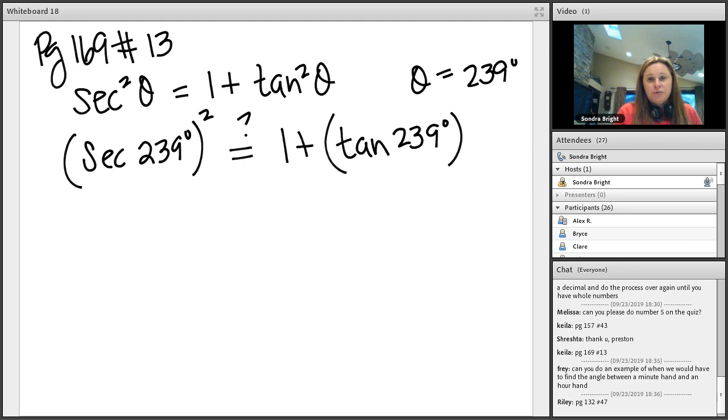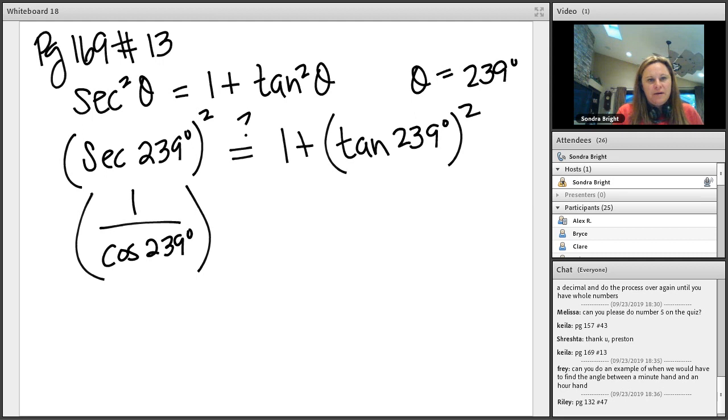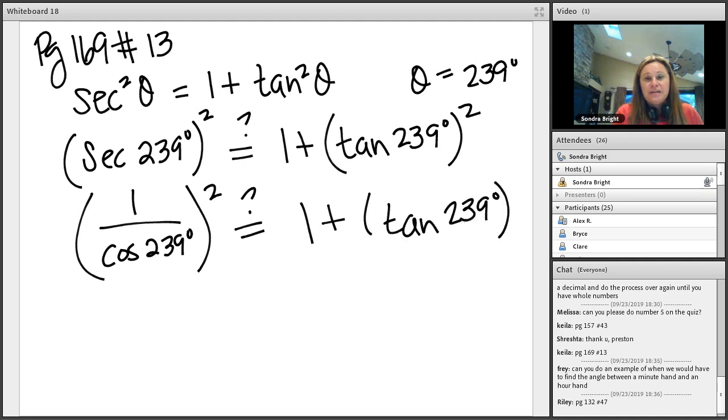We better get it true, because I know I tan in a second, right? So we better get it true. The secant, you need to put in your calculator 1 over cosine of 239 degrees, and then square it. And this guy is still the same. You can hit tangent. Make sure you're in degree mode on your calculator. Make sure you're not in radian mode right now.